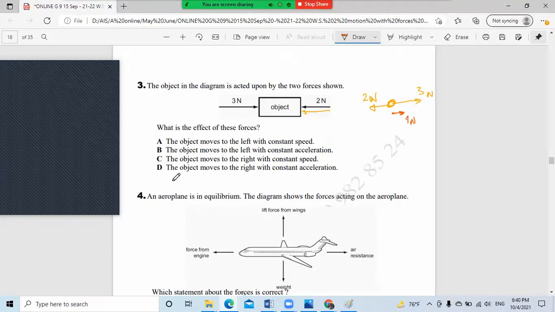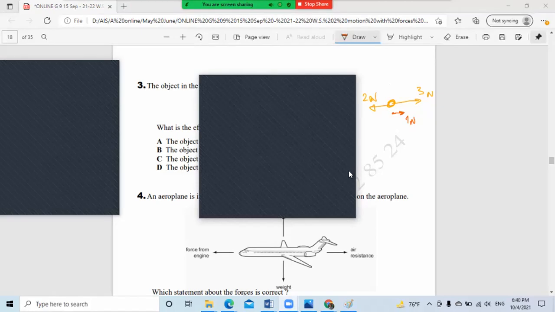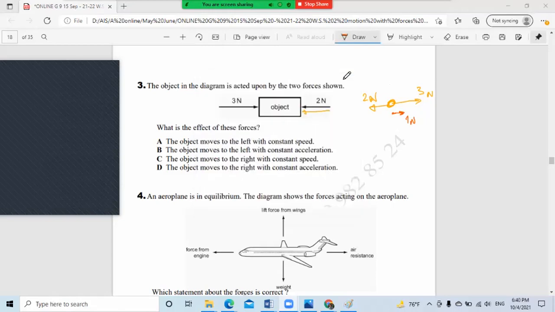So which one is the answer? Send me the answer on the chat, please. All of you, send me the answers please. Send me the answer.